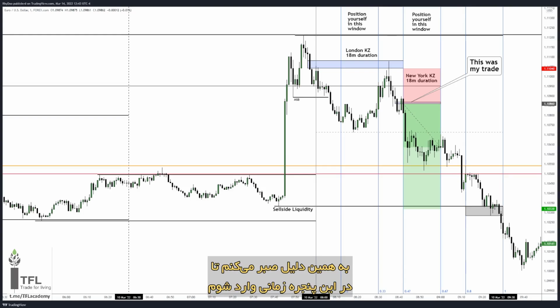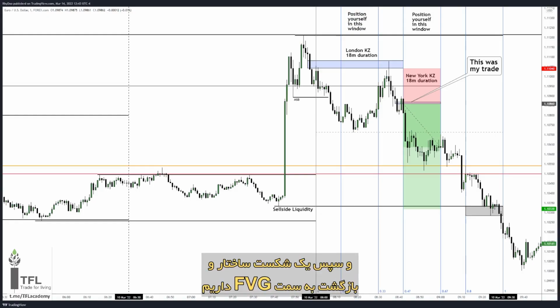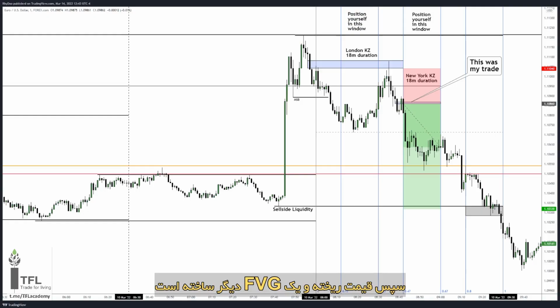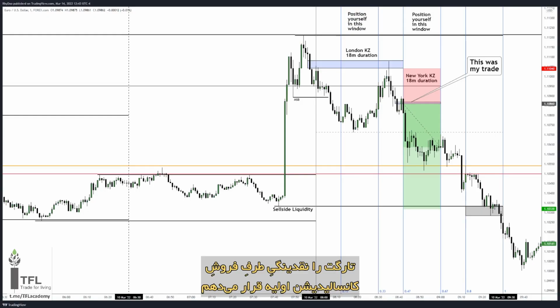This is why I waited to enter inside this time window. We are also in a market maker sell model. Then we had a market structure break and retraced into a fair value gap. We then dropped and created another fair value gap. Then I waited for the time window to enter on. I do target the sell-side liquidity below the original consolidation.